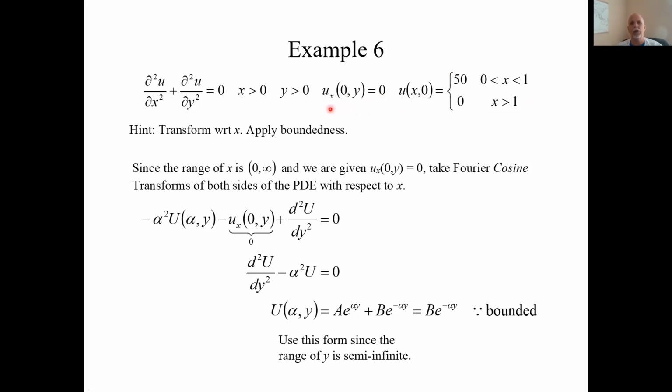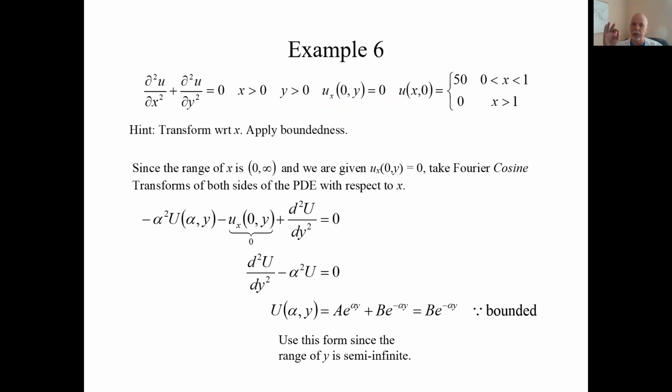So we'll do the transform with respect to x. And since we have this derivative 0, that leads to the cosine. I'll use the cosine transform with respect to x. Look up the formula sheet. That leads to this differential equation.